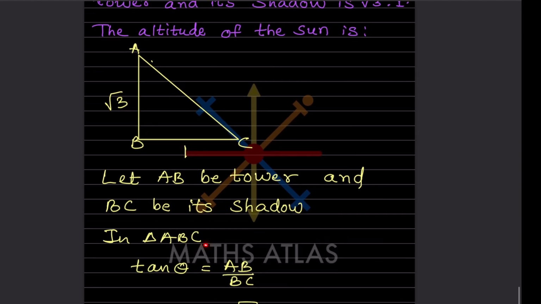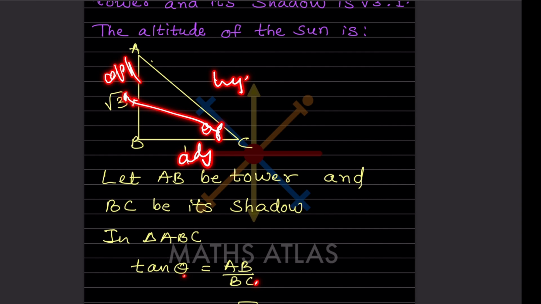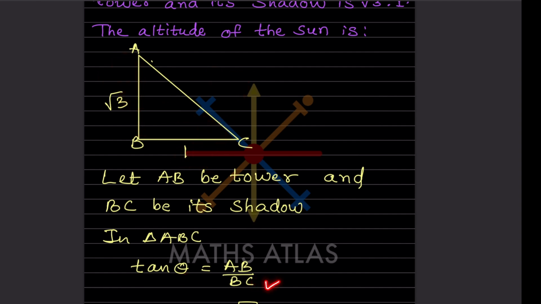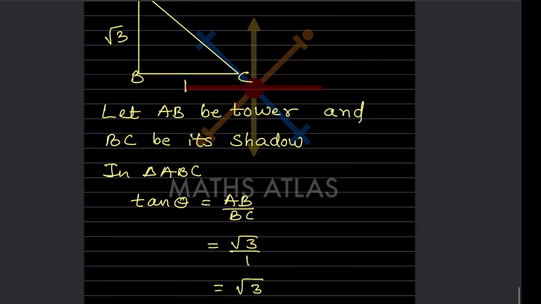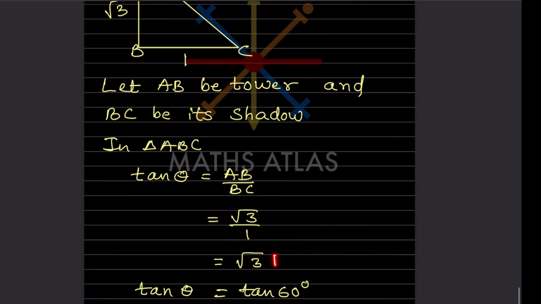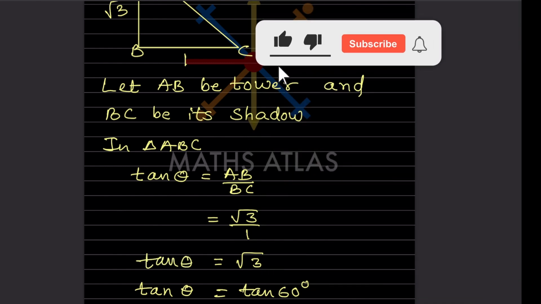Now in this triangle, what is tan theta? This is the theta, we can say. Tan theta is opposite over adjacent. This is the opposite side, this is the adjacent one, and this is the hypotenuse. So that is AB by BC. AB is root 3, and BC is 1. So you get root of 3. So tan theta is root of 3. Now where do we get root of 3?